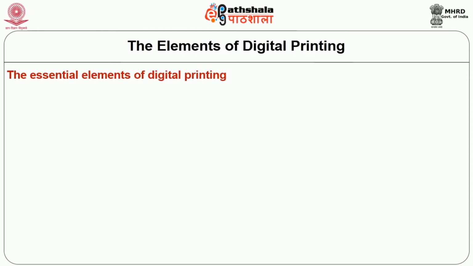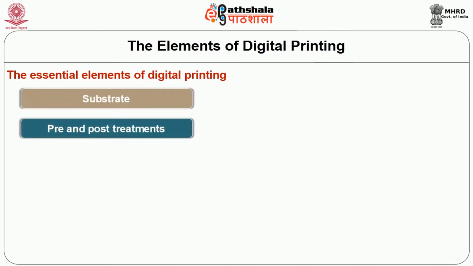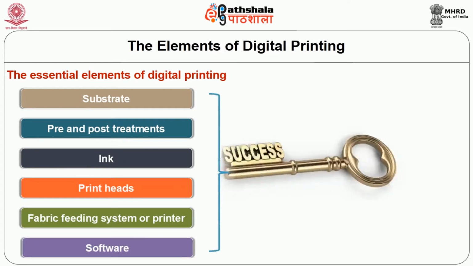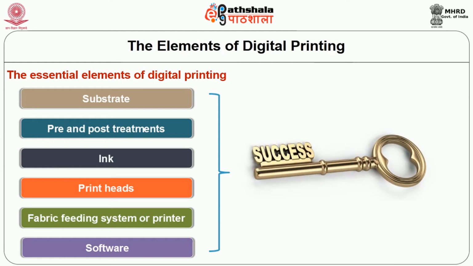The elements of digital printing are the substrate, pre and post treatments, ink, print heads, fabric feeding system or printer, and software. Getting all this right is the key to success.